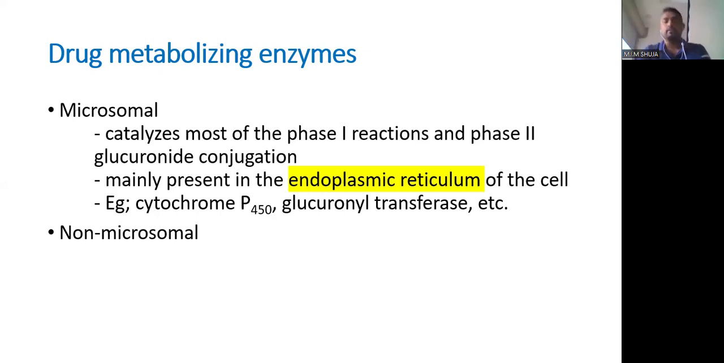So microsomal enzymes mainly catalyze most of the phase 1 reactions, and in phase 2 the glucuronide conjugation or glucuronidation. They are mainly present in the ER of the cell. Examples are cytochrome P450 for the phase 1 reaction, and glucuronyl transferase for glucuronidation.